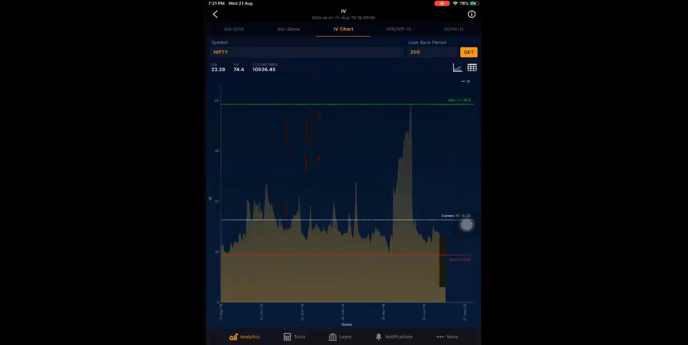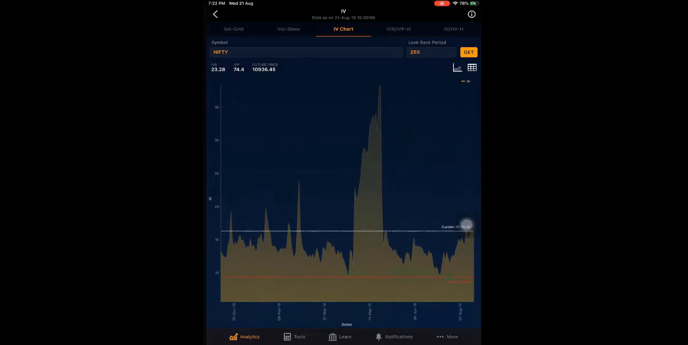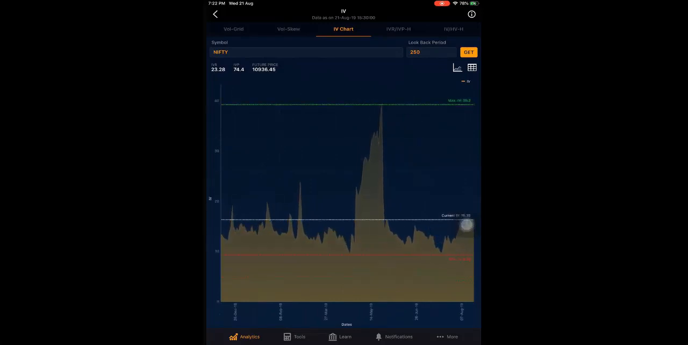Then comes the IV chart. So basically the IV chart is very important. It will tell you, for the look back period of 250 days, where the highest max IV was, shown in the green dotted line, where the mid IV is, shown in the red dotted line, and where the current IV is, shown in the white dotted line. So it will tell you where the implied volatility is currently trading and how far the deviation is between max and min.